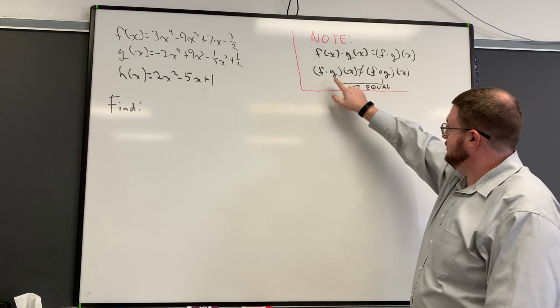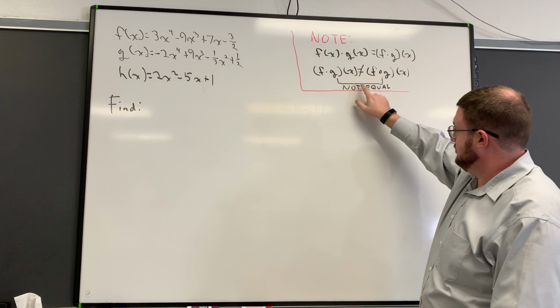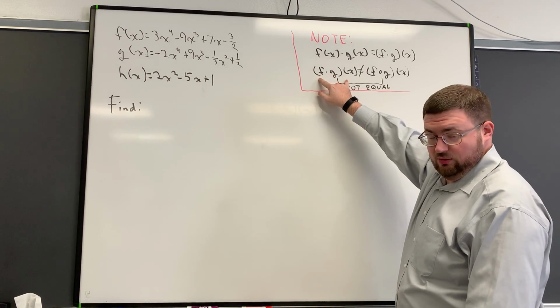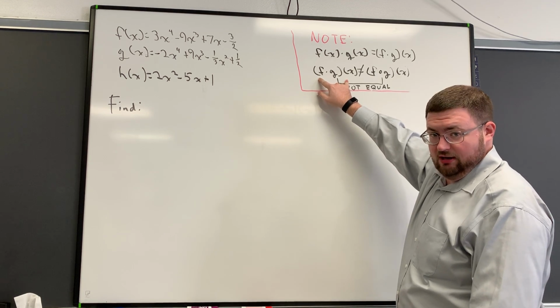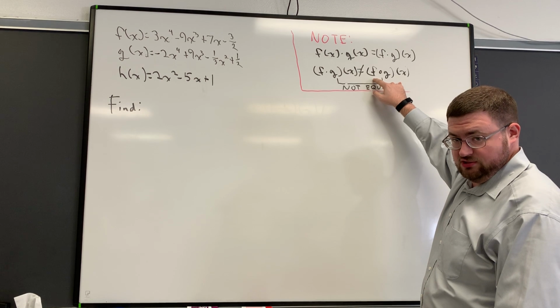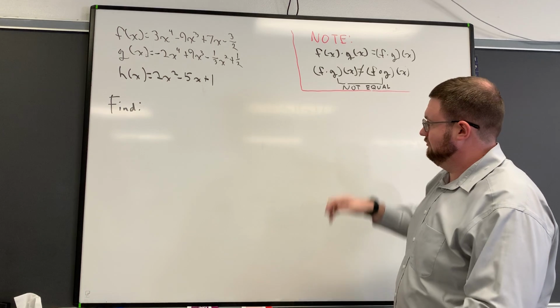Hopefully you can see from that distance. This is a dot, this is a circle. Those are not equal to one another. They are not the same thing. This with the dot is what you did in Algebra 2 and what I'm about to do. This is composition of functions, which we'll get to in a few weeks. Okay, so we are doing this multiplication of functions.